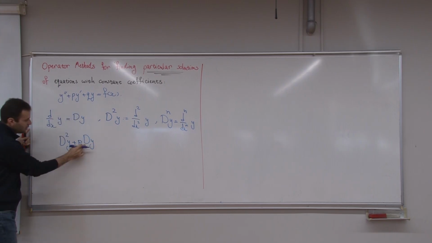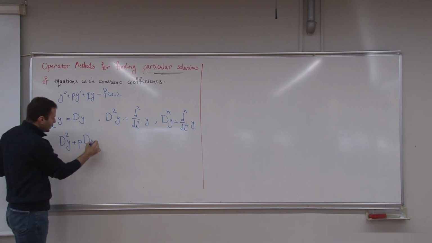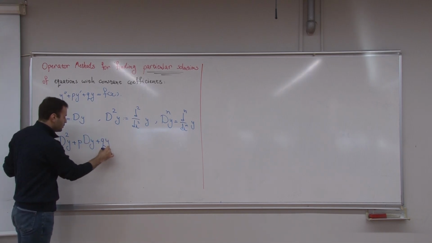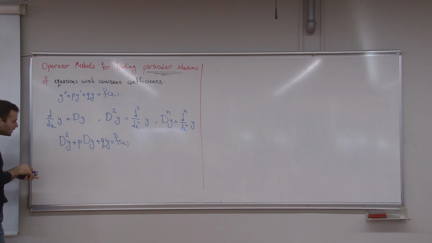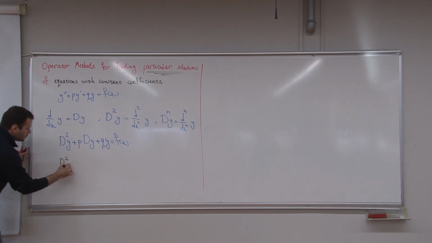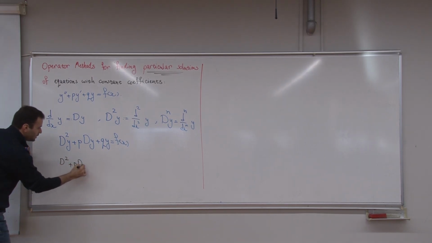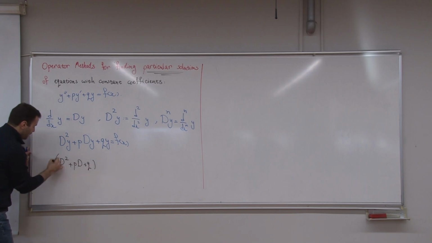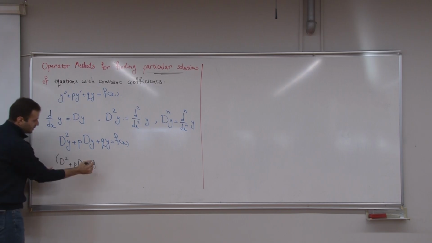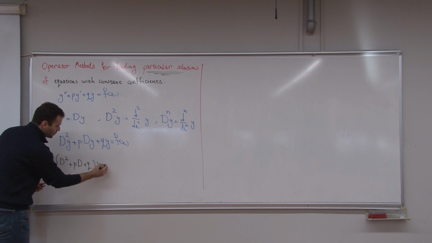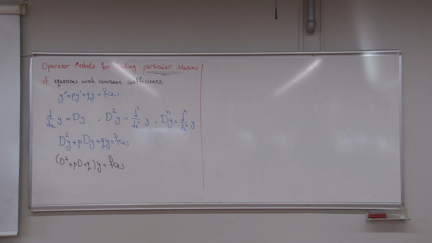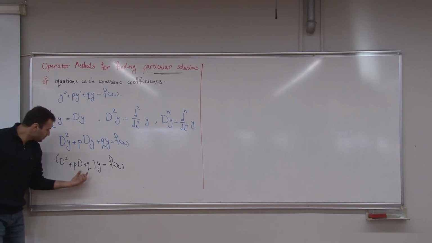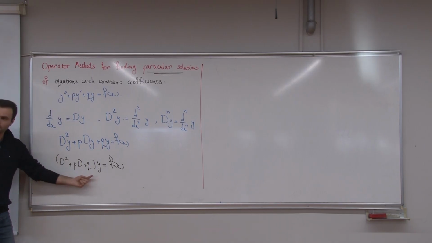P times the derivative of y, plus q times y, equal to f of x. Can I write this in the form D to the power of 2 plus pD plus q, this derivative operator applied to this function, equal to f of x? Can we give some meaning to this?